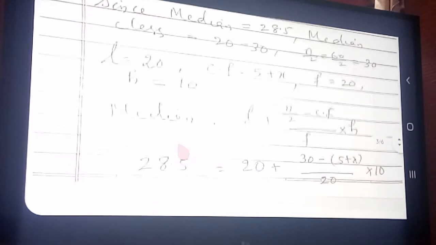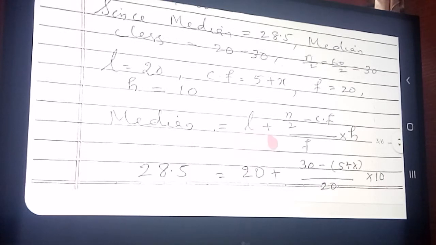What's the formula? Median is equal to L plus (n by 2 minus CF) by f into h. So what is the median here? 28.5, directly given now? Yes, 28.5 right here. And what is L? 20. And what's the value of n by 2? 30. Properly apply, and minus (5 plus x).